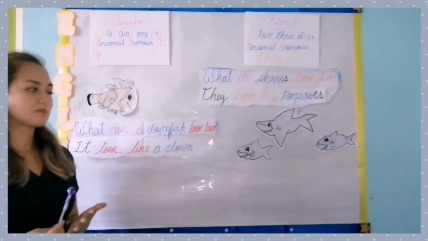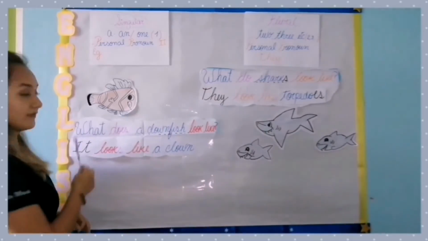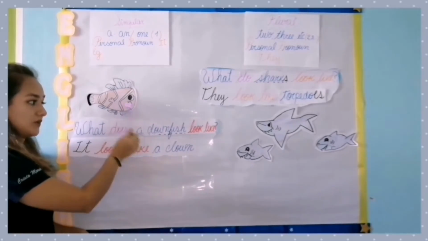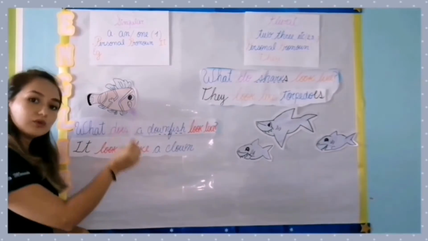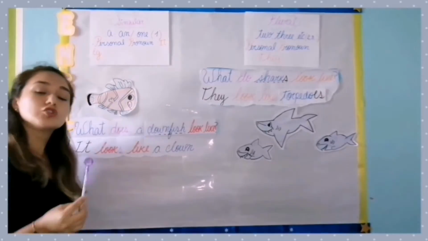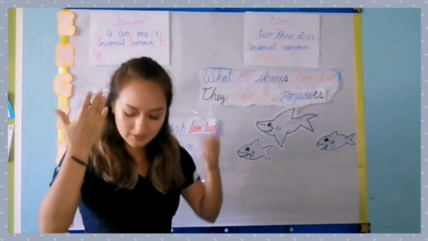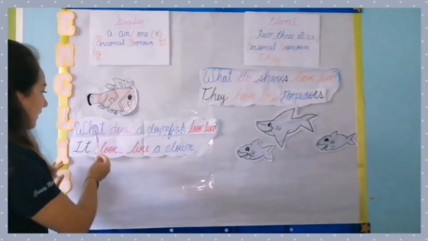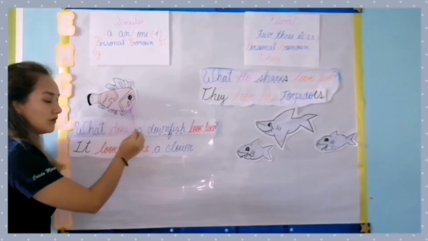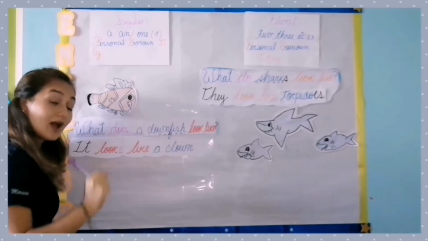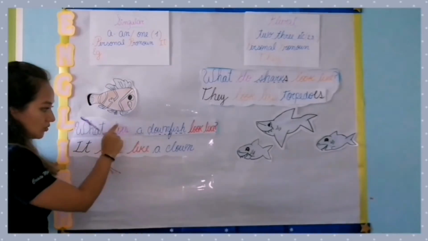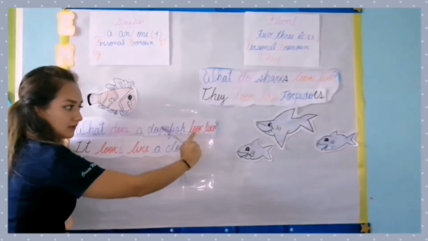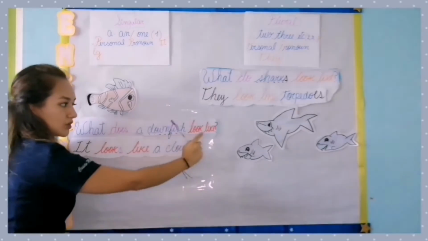Okay, now I'm gonna explain this question that you have here. It says, what does a clownfish look like? When you have look like, you talk about appearance, the similarity. What does a clownfish? If you take a look, it's only one. And because you have one, you are gonna use does. And at the end, look like. What does a clownfish look like?